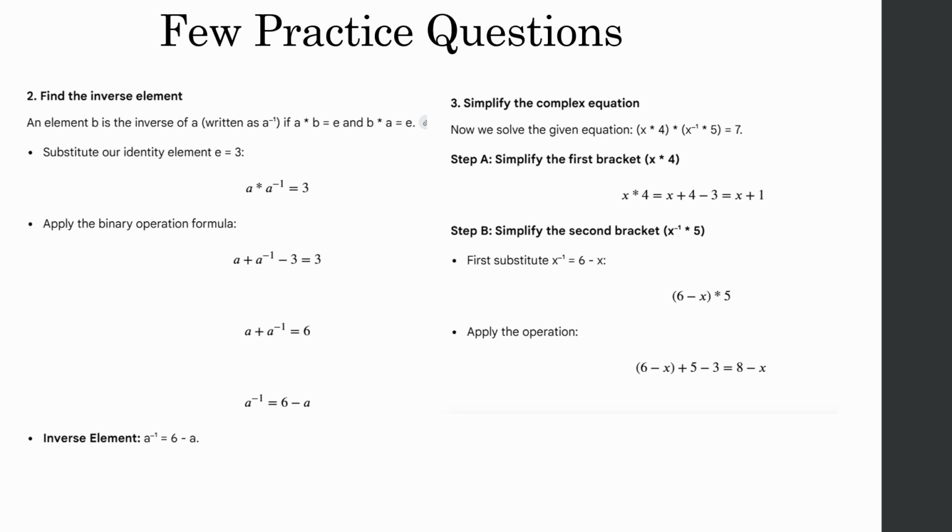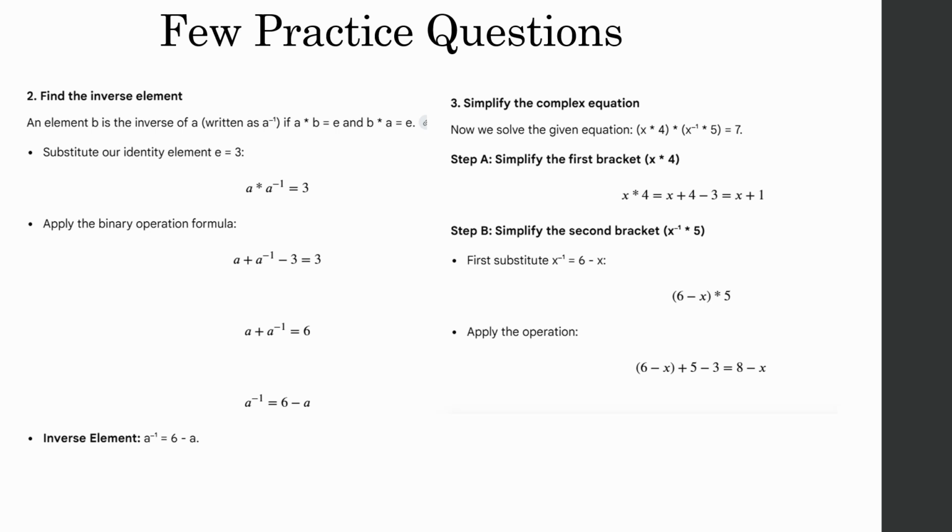Now move a to the right hand side. a inverse equal to 6 minus a. That is your answer. Number 3, simplify this complex equation. Now we solve the given equation. x star 4 star x inverse star 5 equal to 7.